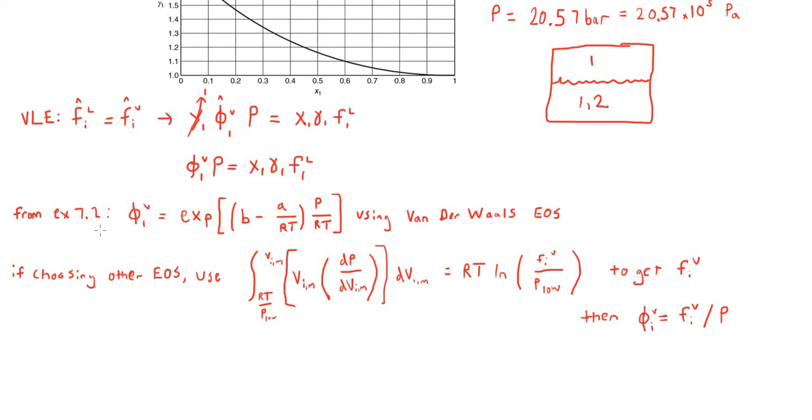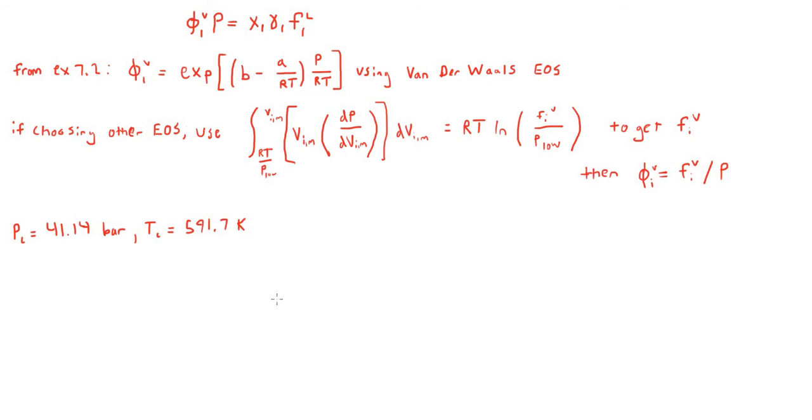In example 7.2 in the textbook, they show the derivation that the fugacity coefficient of pure vapor species using the van der Waals equation of state is this expression right here. But if you were choosing to use any other equation of state, you would use this equation right here in order to get the fugacity of species i in the pure vapor phase, and then you would use this to get the fugacity coefficient.